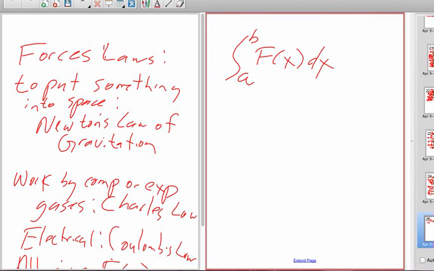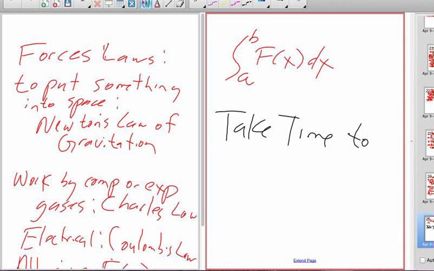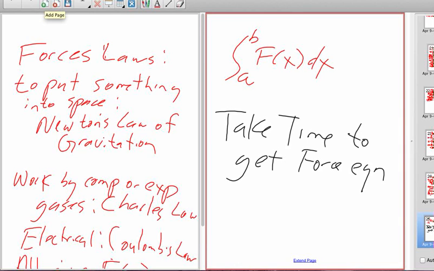So this should get you through the first assignment. And remember, take your time to get your force equation. All right? Once you get the force equation, the actual work part of it is really easy. And they're usually nice, simple integrals.